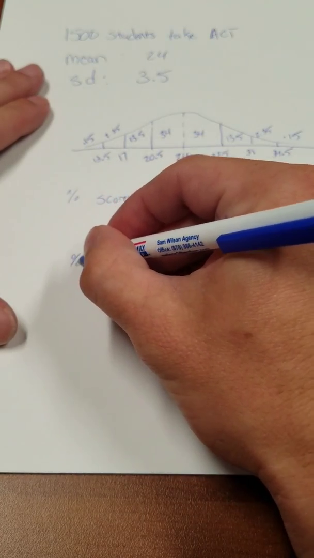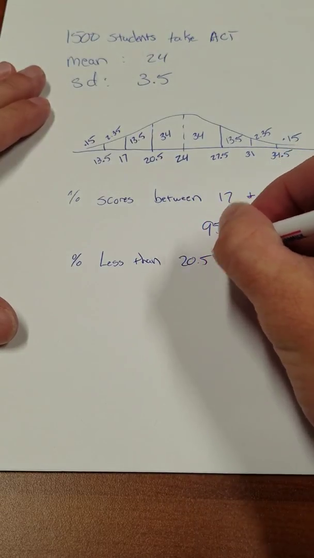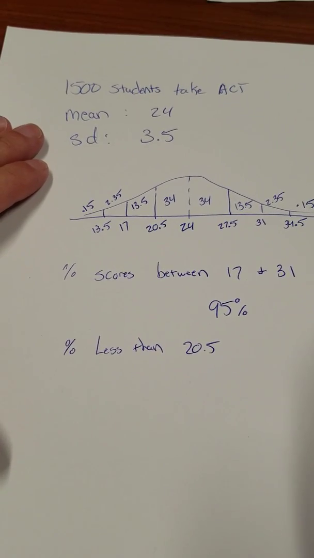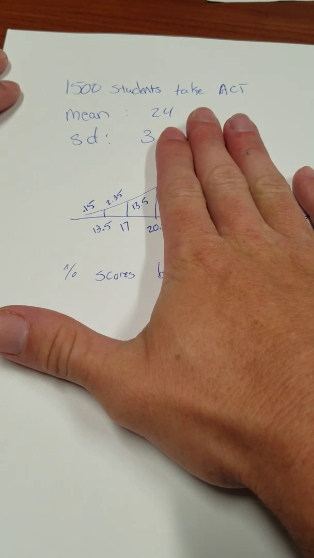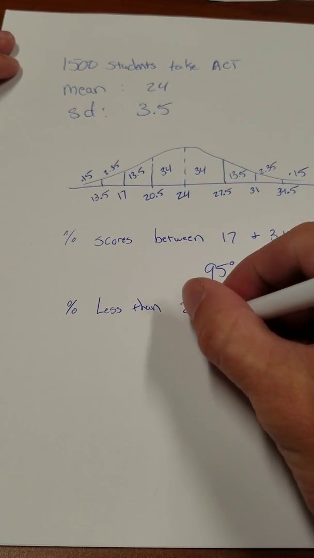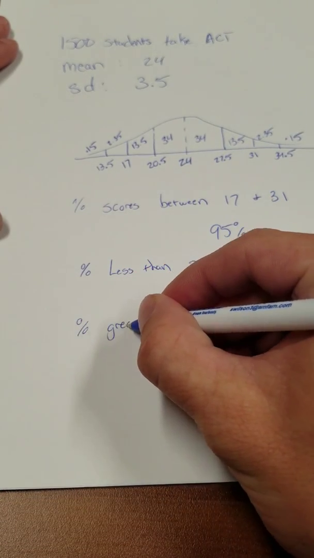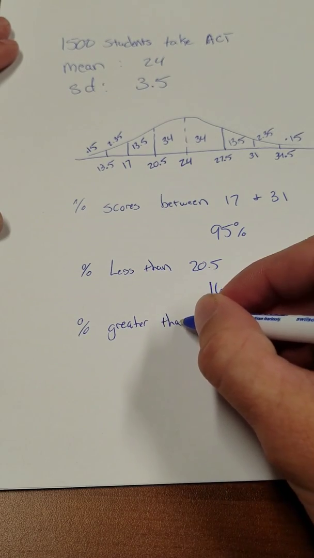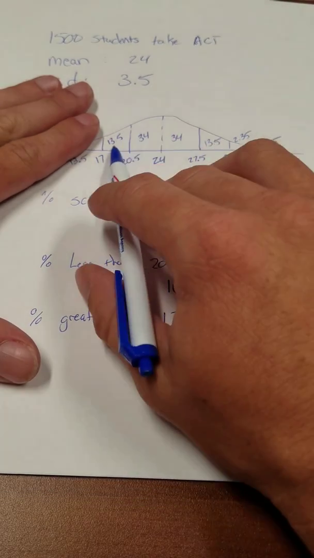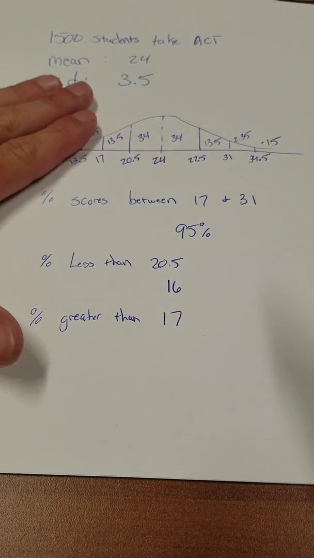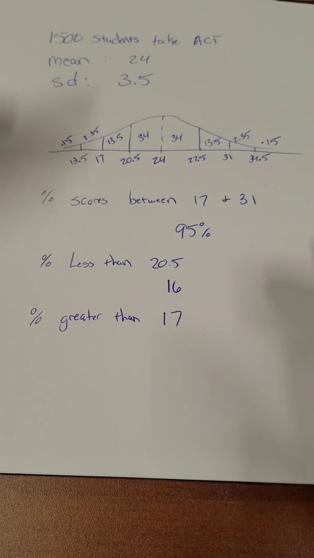If they say percent less than 20.5, well, less than means left. So I block off everything else. I add those scores up. And that's going to end up giving me 16%. So that means greater than, let's just say 17. Greater than means measure to the right. So we're going to add up all of these percentages. Okay, so I think you have the idea of how to calculate between, less than, greater than, all those types of things.